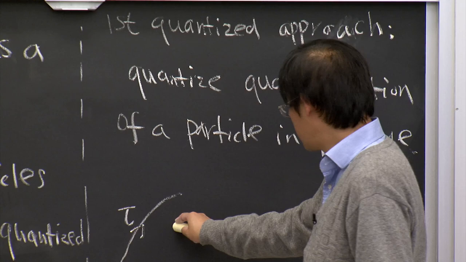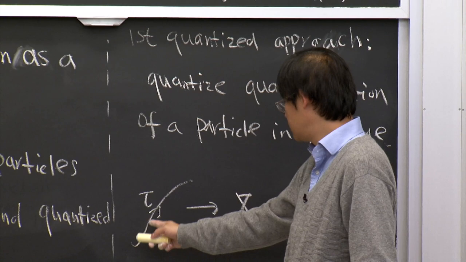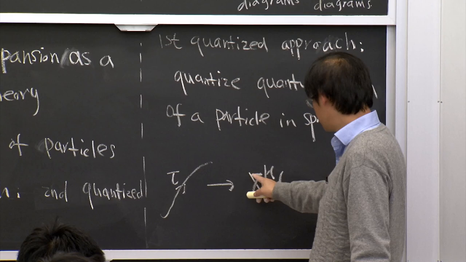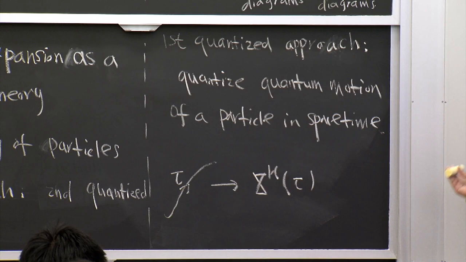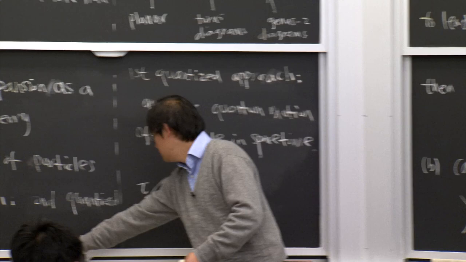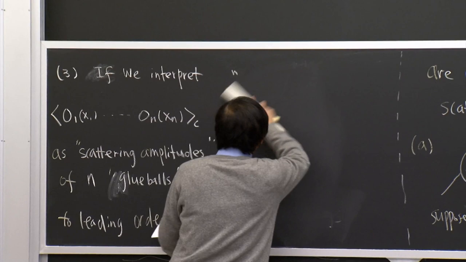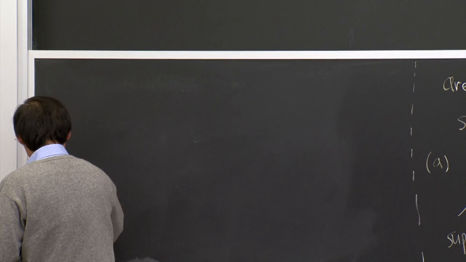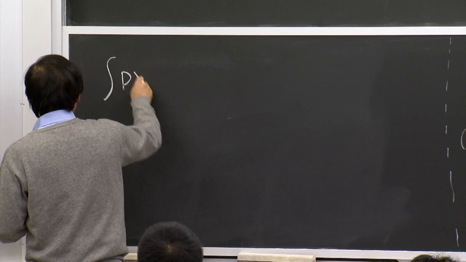This gives you a mapping. It will map out the trajectory in space-time, which can be written as a space-time coordinate as a function of tau. So this parameterizes the worldline of the particle. To quantize the particle, the simplest way is you imagine just summing over all possible paths of the particle. So essentially, we are doing a path integral.